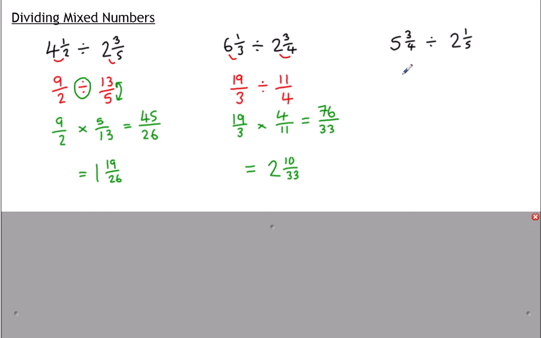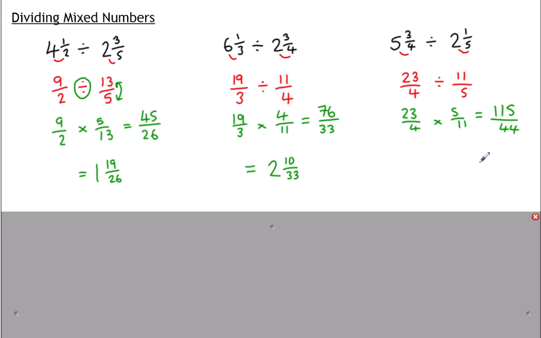And the last one then, so convert it to an improper. So 5 times 4 is 20, and the 3 on top makes 23 over 4, divided by 2 times 5 is 10, and the 1 on top makes 11, 11 over 5. Then we've got to multiply and flip. So 23 times 5 is 115. 4 times 11 is 44.